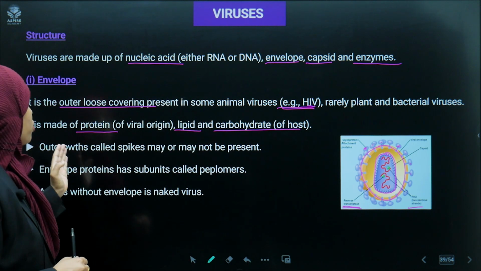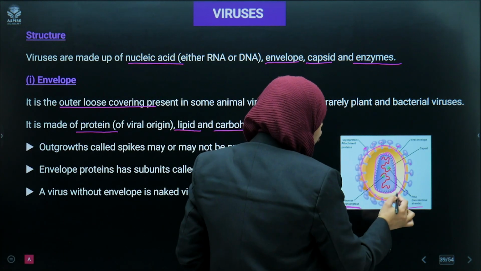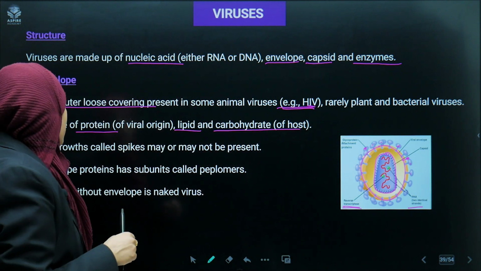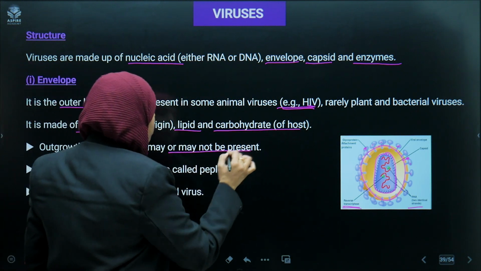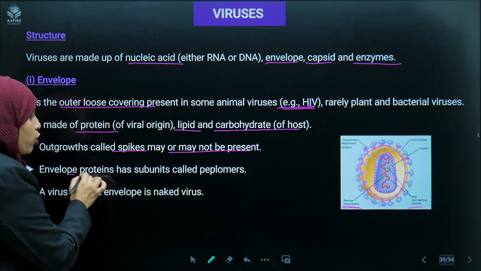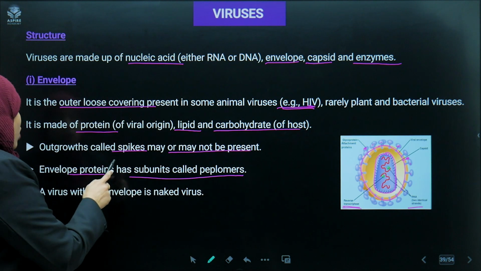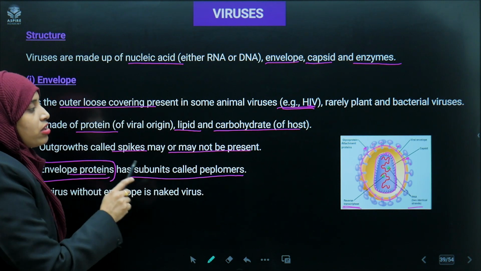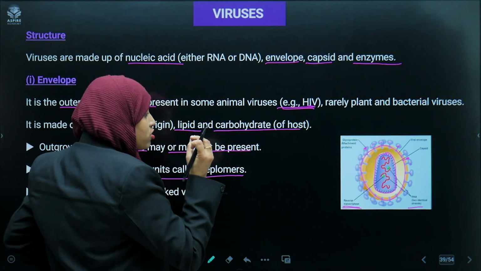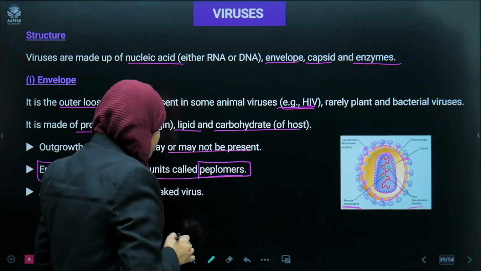Now the outgrowth is called spikes. So here, as you can see, there is glycoprotein and there are also spikes present which surround the whole virus. Now the spikes may or may not be present. In some viruses they are present, in some they are not. The envelope protein has a subunit called peplomers. The protein you are seeing, from which the whole virus envelope is made, is made up of a smaller subunit, and that smaller subunit is known as peplomers.